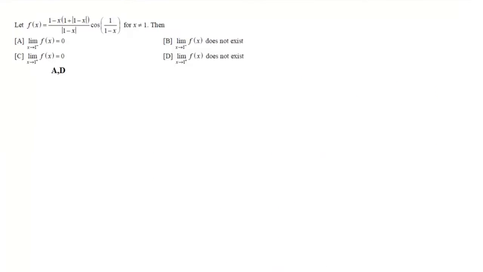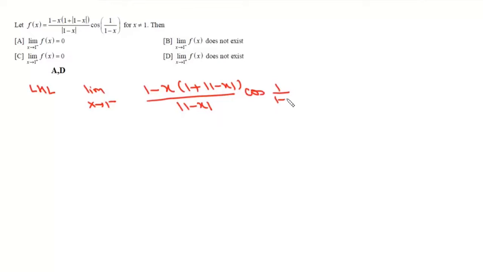Now here the question is, we are given this function f(x) and we need to find its left hand and right hand limit at x equals 1. Now if we look at the left hand limit, it will be this limit x tends to 1 negative, of (1 minus x) into (1 plus mod of 1 minus x) upon mod of 1 minus x, into cos(1 upon 1 minus x), for all x unequal to 1.